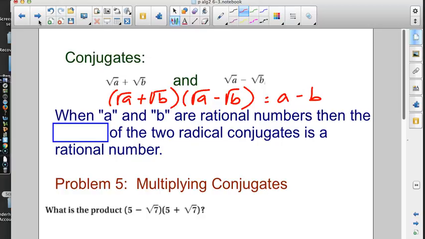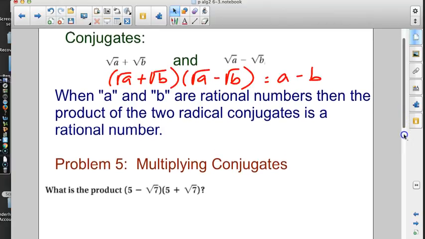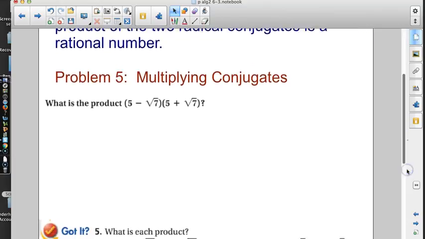So when a and b are rational numbers, the product of the two radical conjugates is a rational number. Rational number means a number we can write as a fraction. More importantly for us, it's probably going to be an integer, which would be very nice, getting back to nice integers instead of ending up with radicals. So down here it says, what is the product of these two?